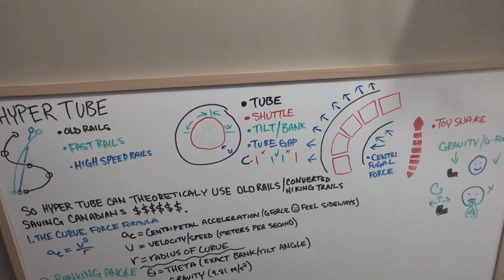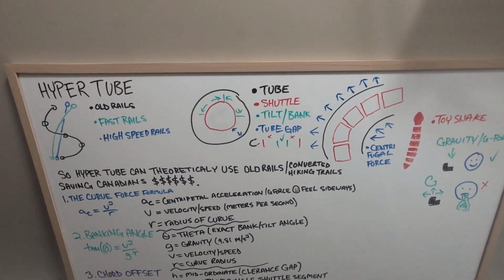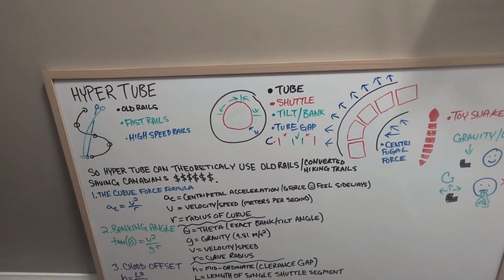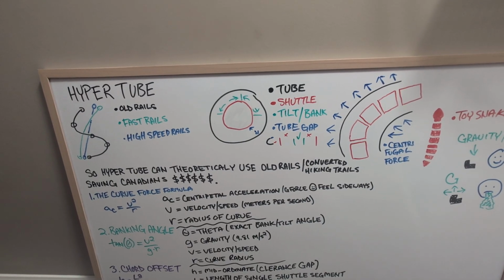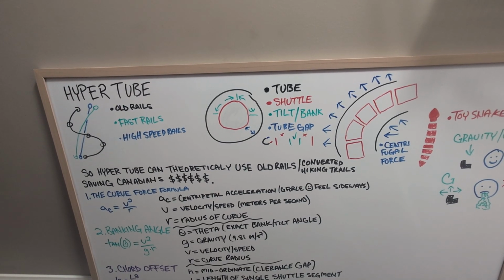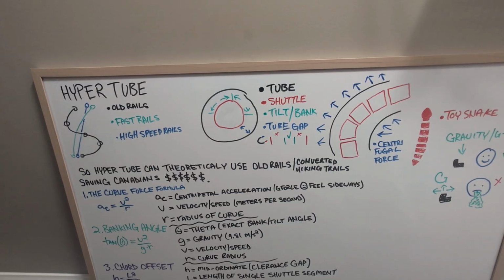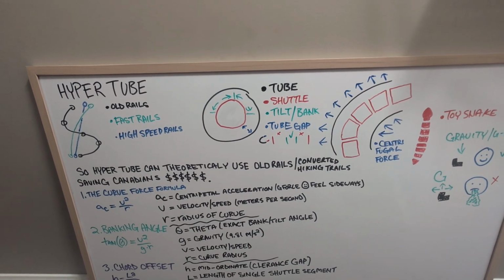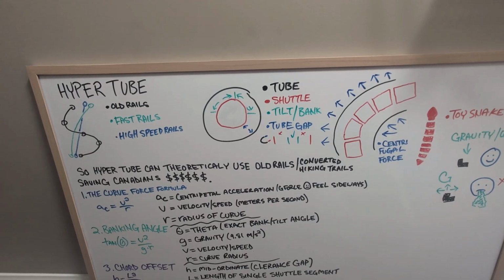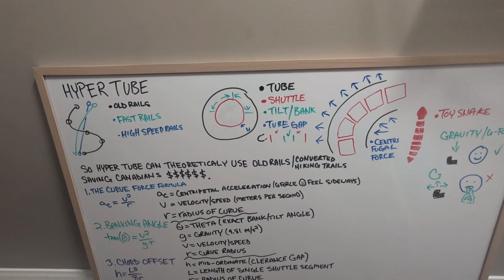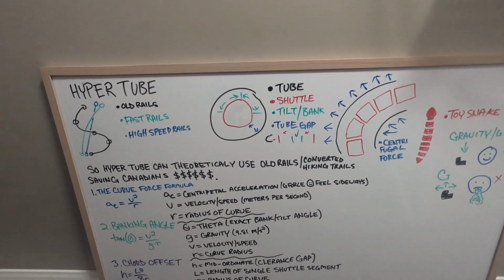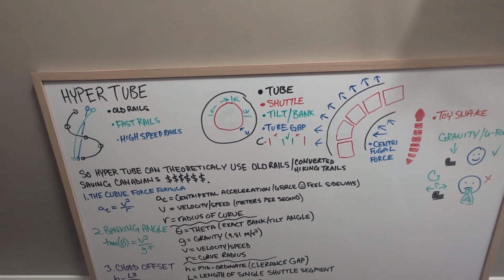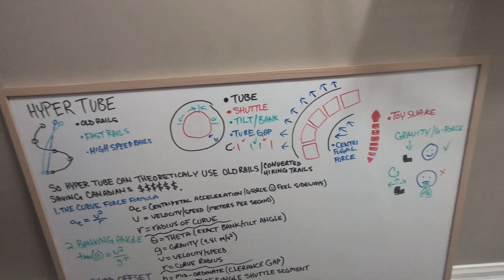So moving over, I drew an intersection of the Hypertube with the shuttle, going over what each piece is, talking about tilt bank and the tube gap. You'll see there's a little magnet with X mark, check mark, X mark. That's related to the tube gap. We don't want it too far or too close. We just want it just right.